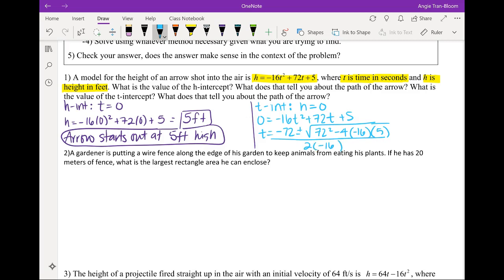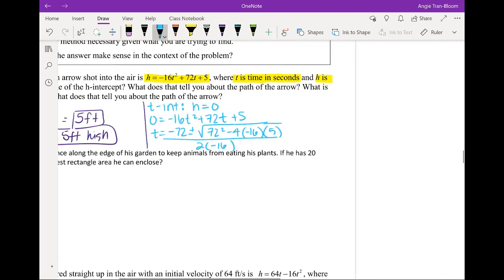negative 16. All right, use your calculator cautiously. I want you to punch in 72 squared minus 4 times negative 16 times 5. Give me the number that's under the radical. And I'm going to ask 2 students to do this so we can check each other's answer. So just give me what's under the radical. Don't go too far. Okay.